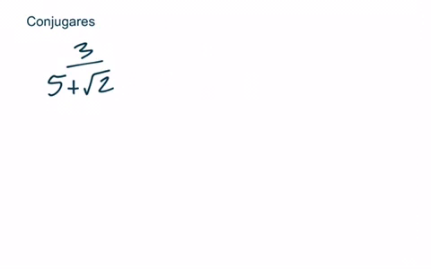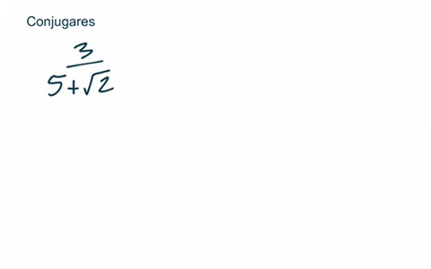Okay, so this takes us to something called conjugates. With conjugates, what we have in this case is a fraction. It does have a radical in the denominator, but it's also being added to a number. So we have 3 over 5 plus the square root of 2. Now it gets a little bit trickier because that radical is being added to a number.